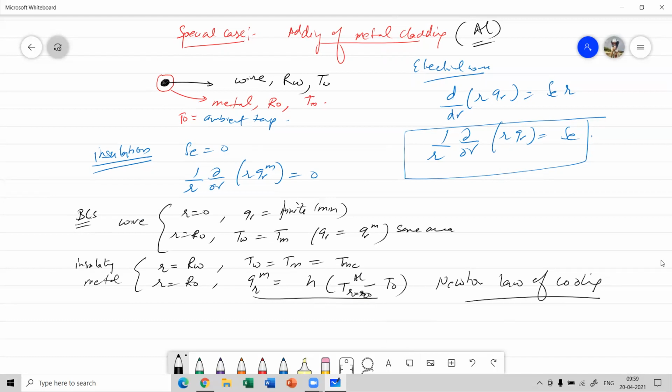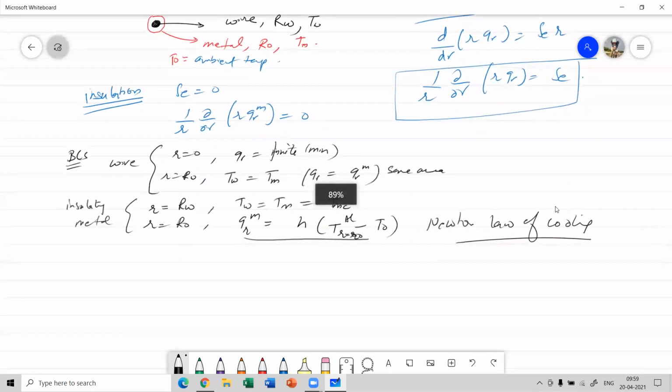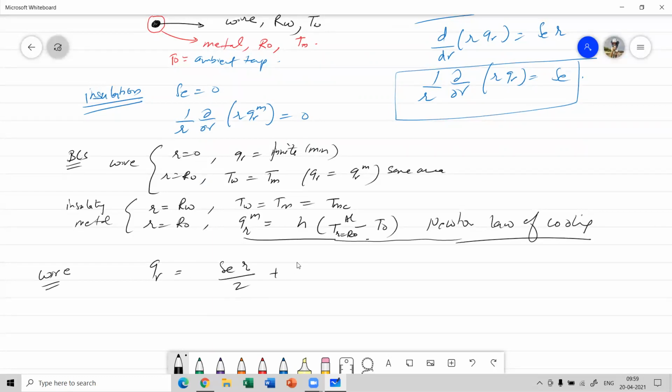Let me write this thing again. Let's say at R equal to R0, at the surface, the temperature is, let's say, T aluminium minus T0. Now for the wire, we have the condition that qr is equal to Sc R by 2 plus C1 by R. So using equation, let's name this equation 1, equation 2, this is equation 3, and this is equation 4.